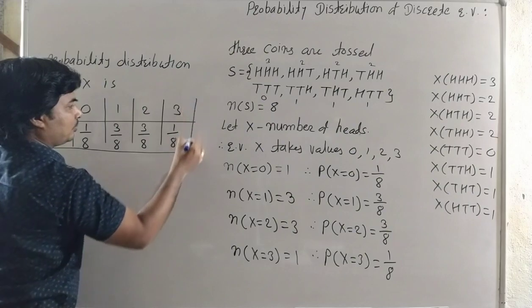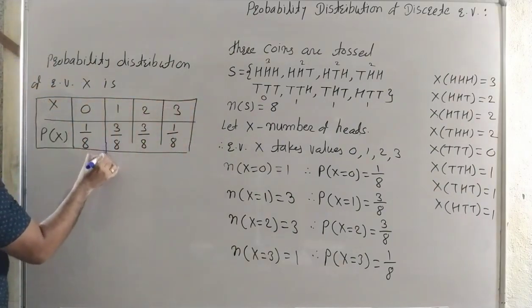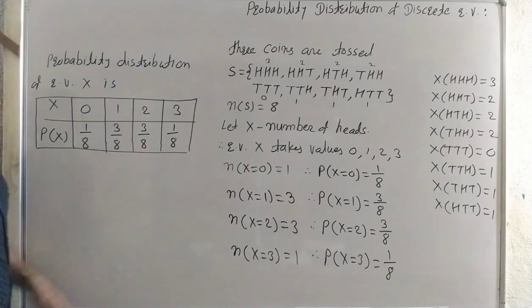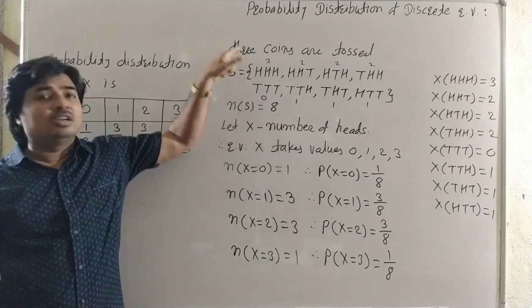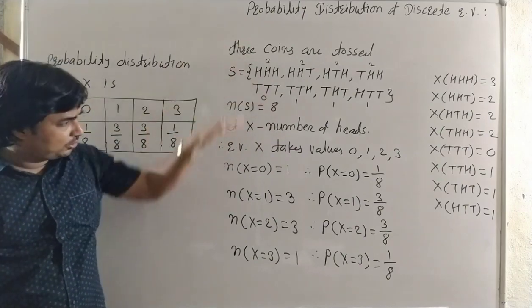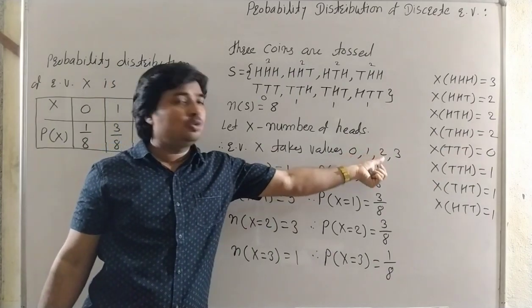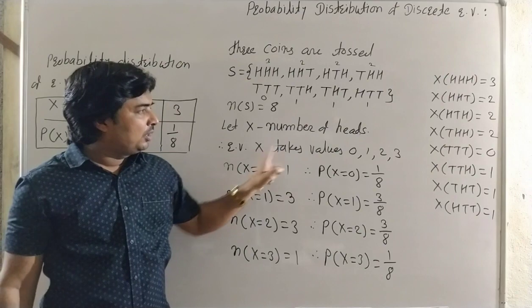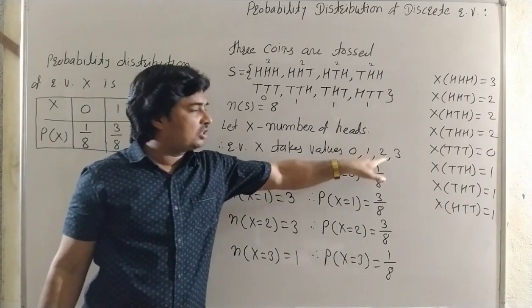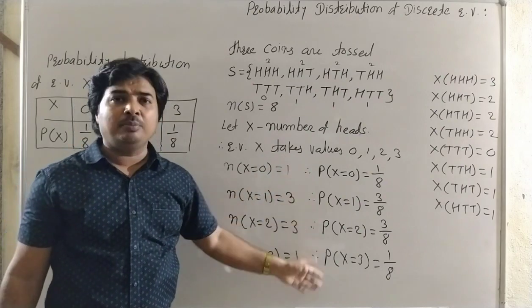Here it is the probability distribution of a random variable x, where x is the number of heads when 3 coins are tossed. See carefully, this is the probability distribution. The random variable takes values 0, 1, 2 and 3. There are 4 values, that is x1, x2, x3 and x4, and the probabilities are p1, p2, p3 and p4.